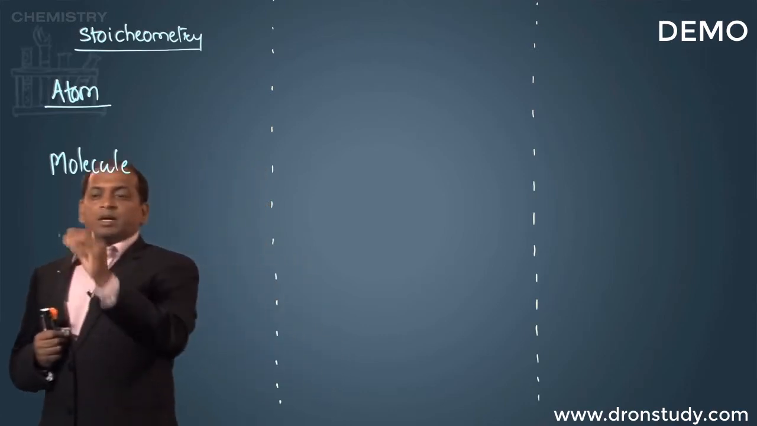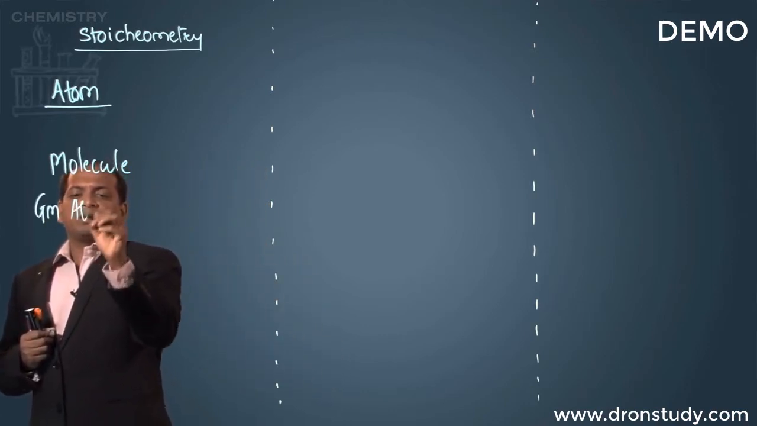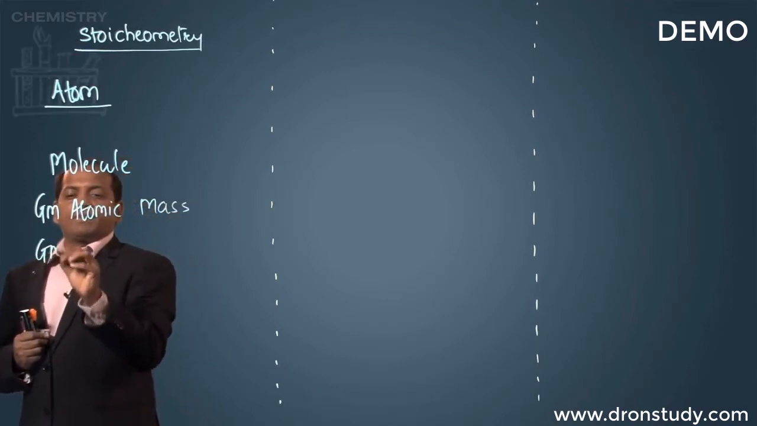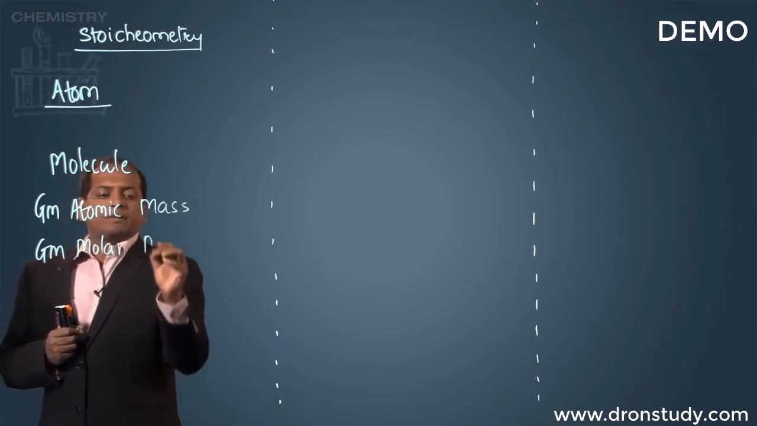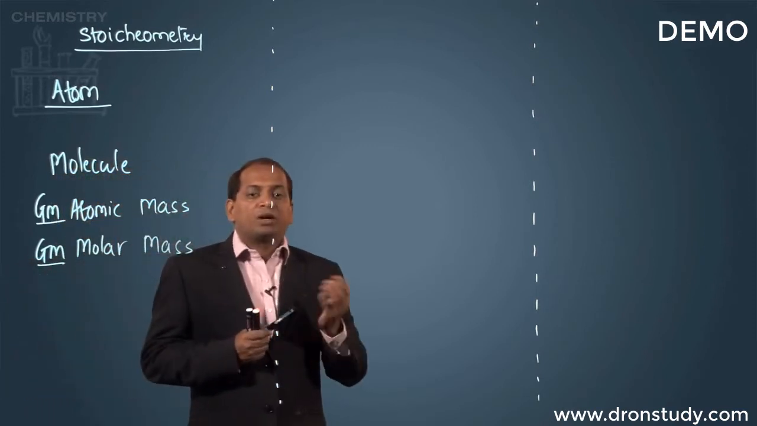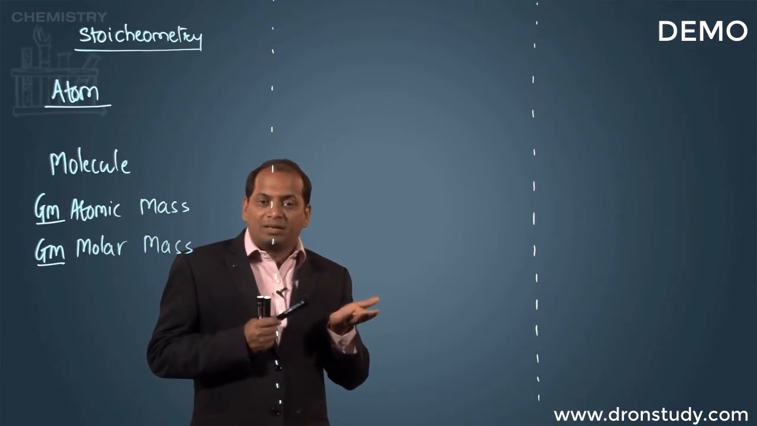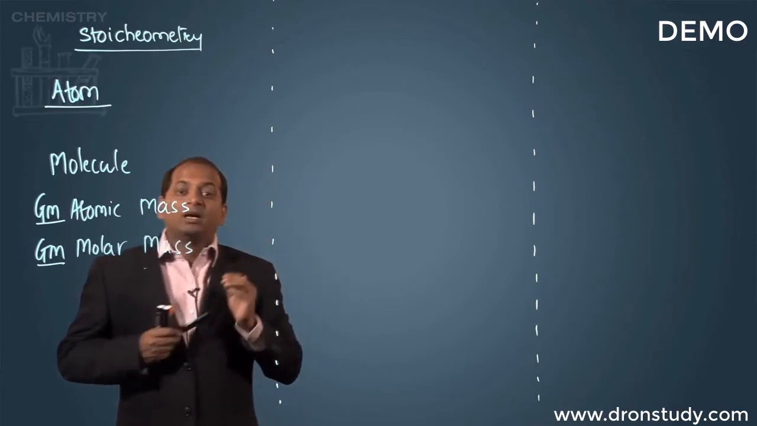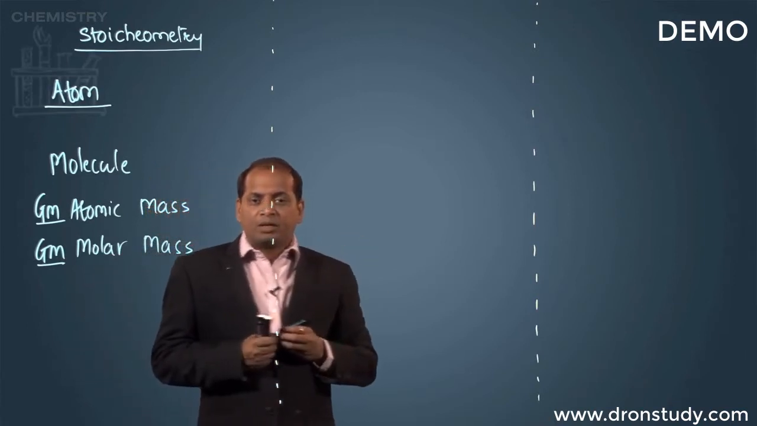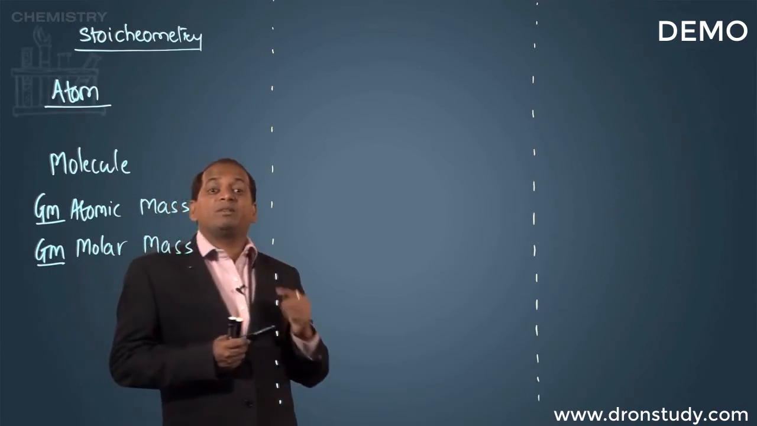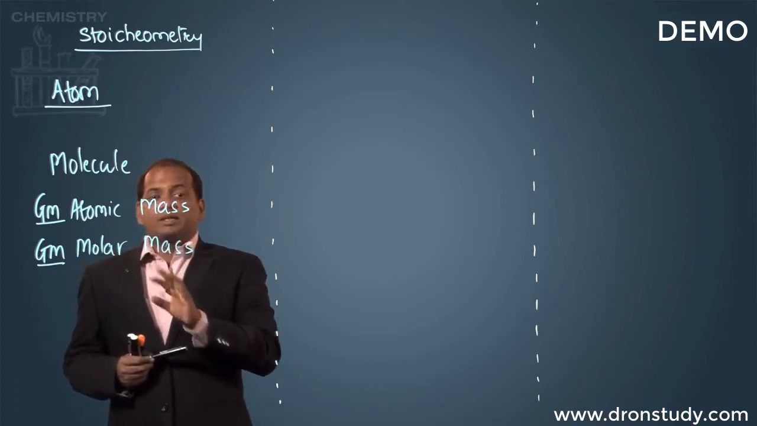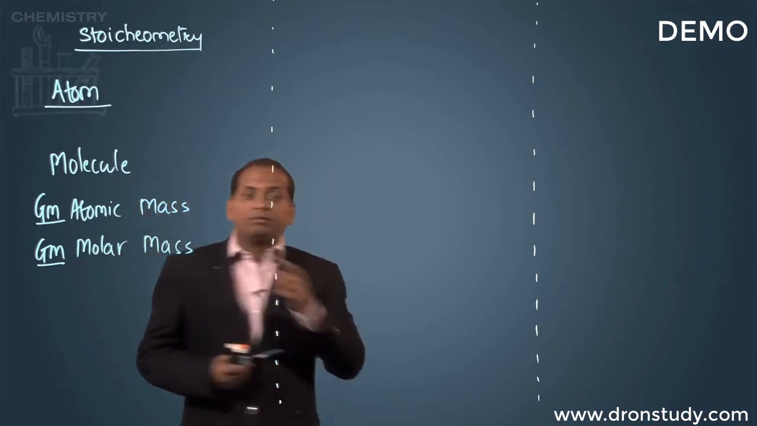For that purpose, we use gram atomic mass and gram molar mass. Now, the word gram is not for the mass of an atom actually taken in grams. The weight of an atom is very small, it is very tiny, we cannot even see it. If we take that weight, it becomes very difficult for calculation, and therefore to express it as a quantity in a laboratory approach, we use the word gram.